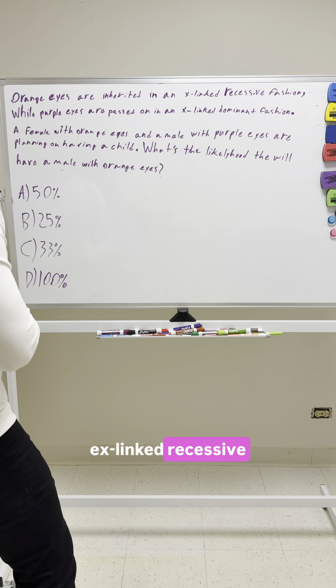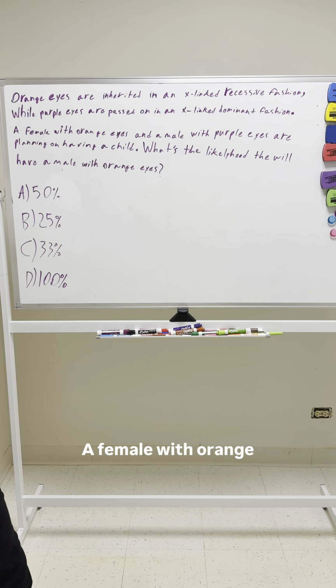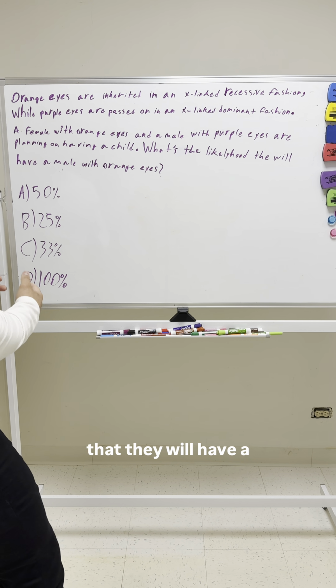All right, so orange eyes are inherited in an X-linked recessive fashion, while purple eyes are passed on in an X-linked dominant fashion. A female with orange eyes and a male with purple eyes are planning on having a child. What's the likelihood that they will have a male with orange eyes?